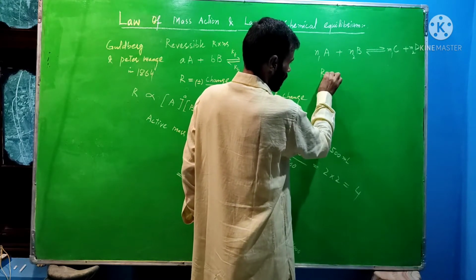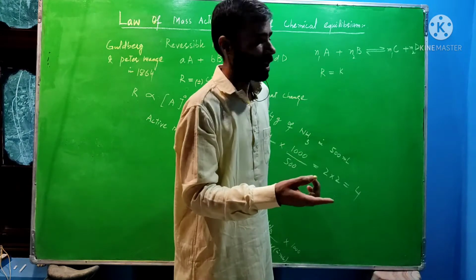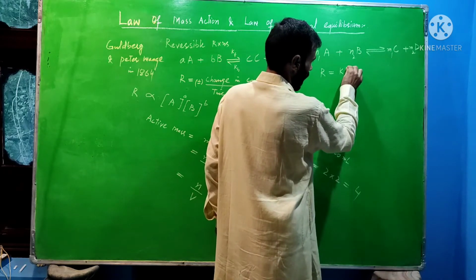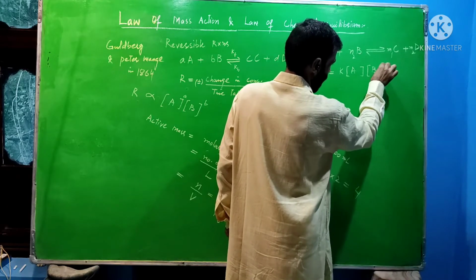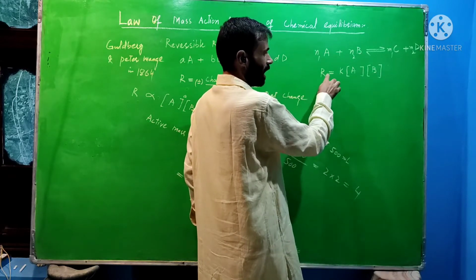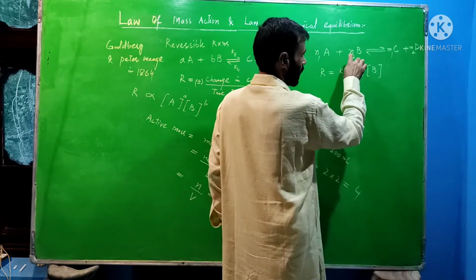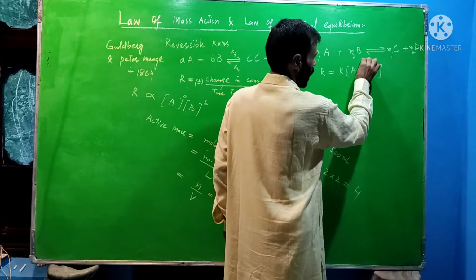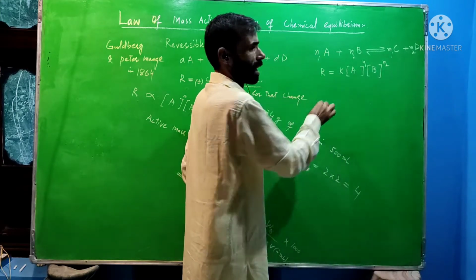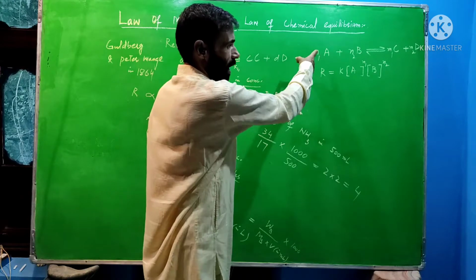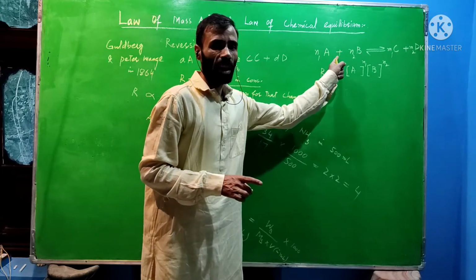Then the rate of the reaction is equal to a constant that we call the rate constant of the reaction in the forward direction, times the product of the concentrations of reactants. According to this law, the rate is directly proportional to the product of the concentrations of reactants raised to the power of their stoichiometric coefficients in the balanced chemical equation. So this is the rate law as per the law of mass action for this reaction.